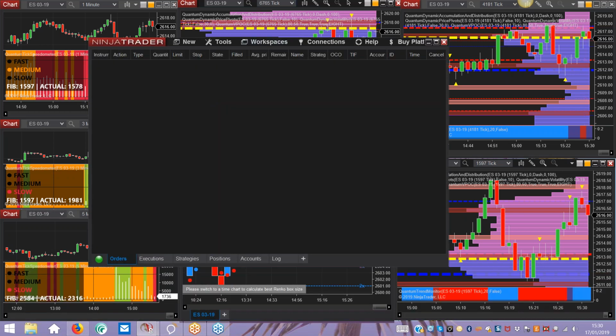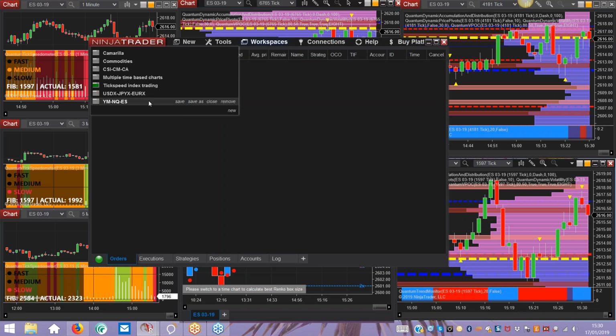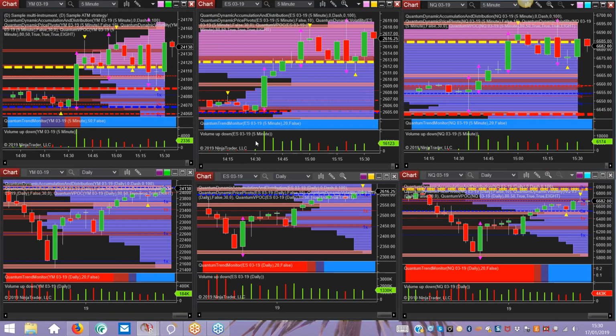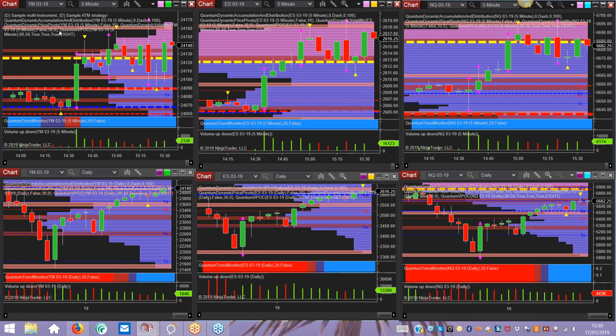But if we go back over onto the time-based workspaces, where I've got all 3, that was on the ES, and here I've got the YM top left, in the middle, I've got the ES, and over on the right, I've got the NQ. They're on 5 minutes, they're on fast time frames. And then down at the bottom, I've got the daily charts, the equivalent for each of those.